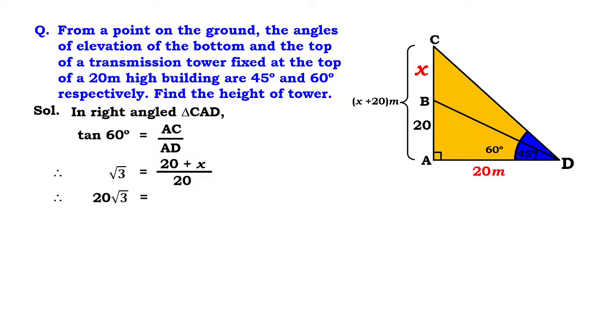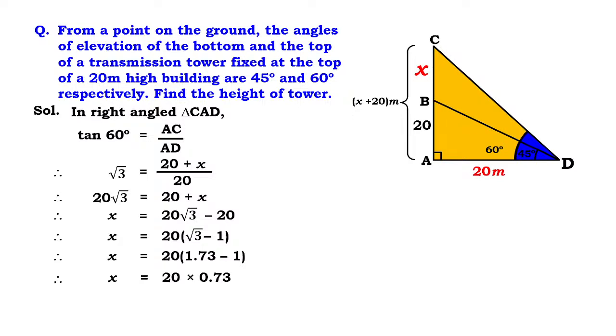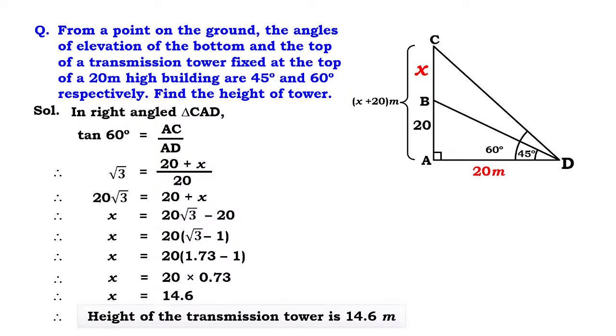So first I'll multiply: 20 root 3 is equal to 20 plus X. So now X is equal to 20 root 3 minus 20. So what happens? Yes, we will take 20 common. Root 3 minus 1. What is the value of root 3? 1.73. You can subtract this and you get 20 into 0.73 and the answer is 14.6. How many of you got 14.6? 14.6 is the right answer.